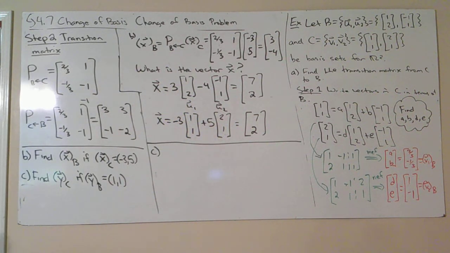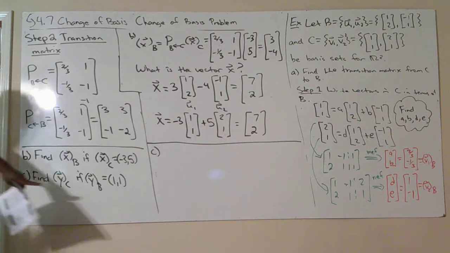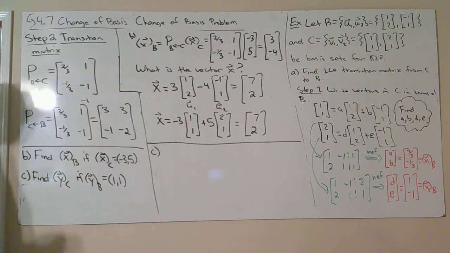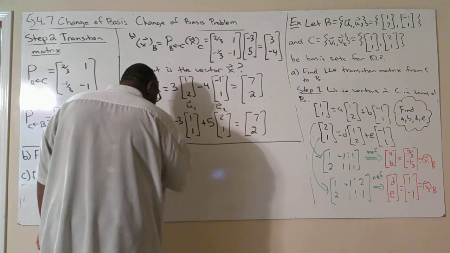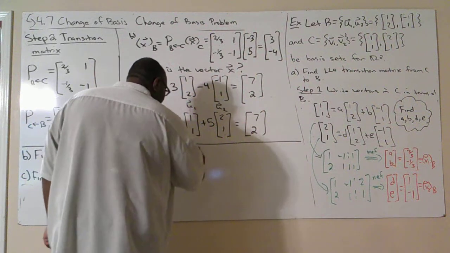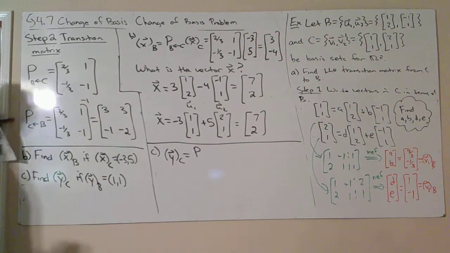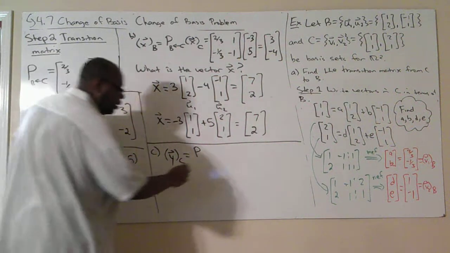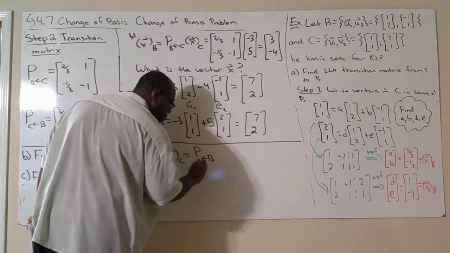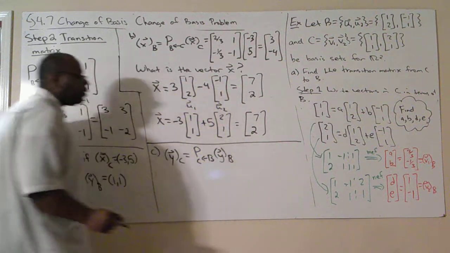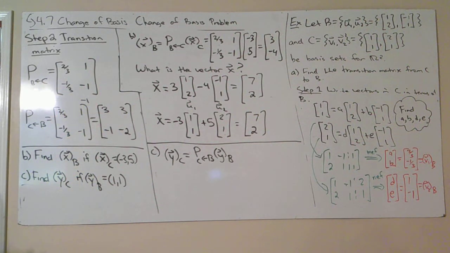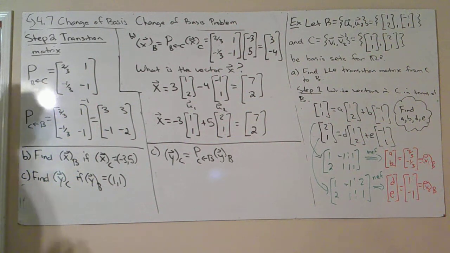Find the coordinates of y relative to C. We know the coordinates of y relative to B is 1, 1. So that means, in this case, I want to go from B to C, so I want to use the second one that I have here. So I have y. I want to find y relative to C, which is equal to the transition matrix from B to C, times the coordinates of y relative to B. Okay, so what does it spit out when we do this?